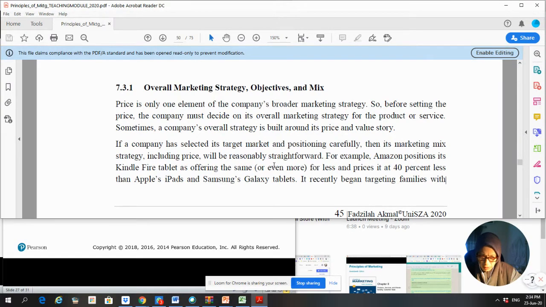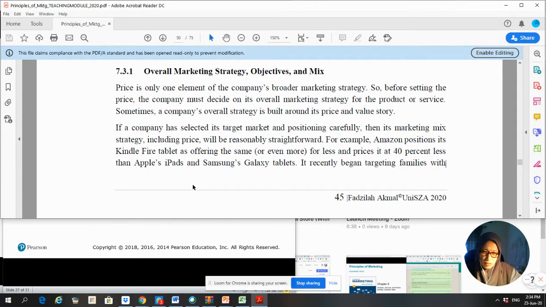And then the price is a bit lower, okay, 40% less than the Apple iPads. You can see the Apple iPads might be very expensive. Why is it expensive? Because of the positioning and strategy of Apple products. Whatever products by Apple, they have such a kind of privilege, standard, high class, high standard value that is perceived by customers, if we compare to the Kindle Fire tablet and the Galaxy tablets, okay? So we also can see that Samsung tried to challenge Apple's product.